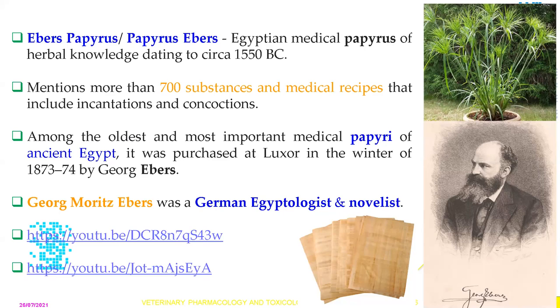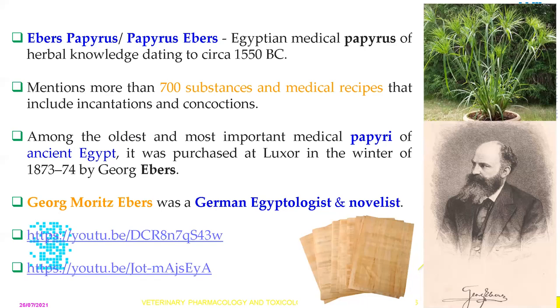1550 BC. So the Ebers papyrus is herbal knowledge documented properly, and they were telling that certain herbs, about 700 substances, and the medical recipes included incantations and concoctions of certain plants, just like tea concoctions, etc. They used this especially in about 1550 BC. So it is one of the oldest and most important medical papyri of ancient Egypt, and it was purchased at Luxor in the winter of 1873 by Georg Ebers. So that's why it is called the Ebers papyrus, a written document about the poisonous plants.